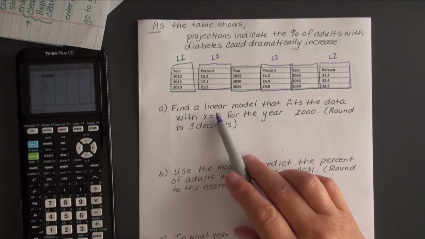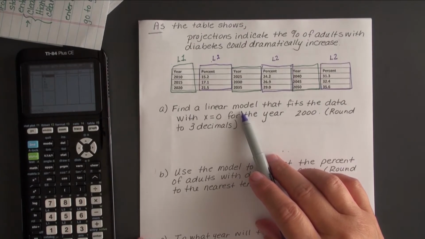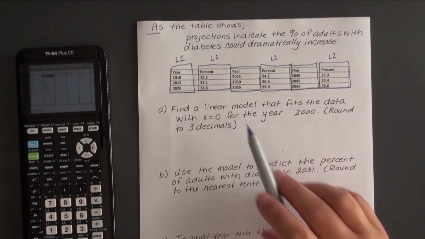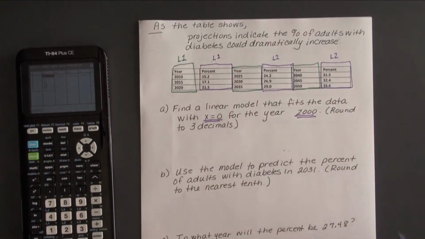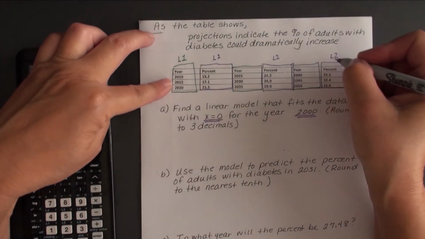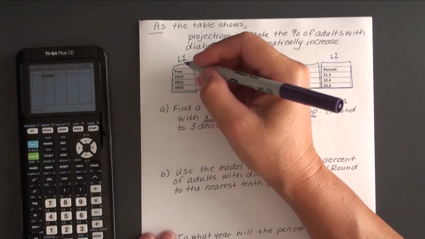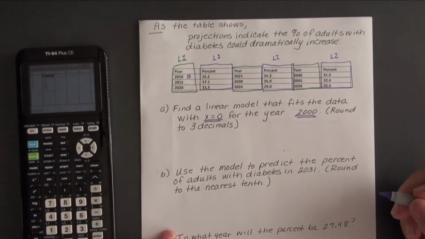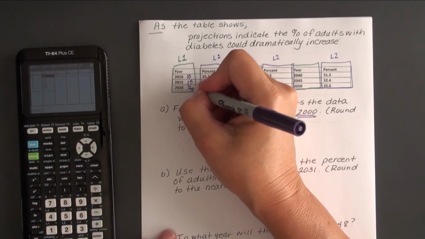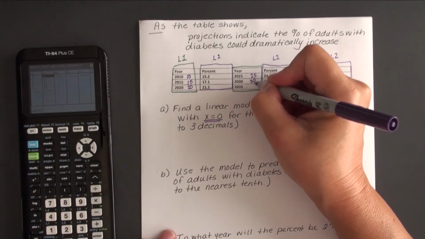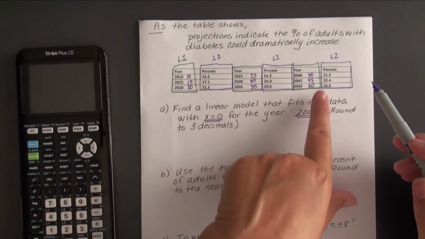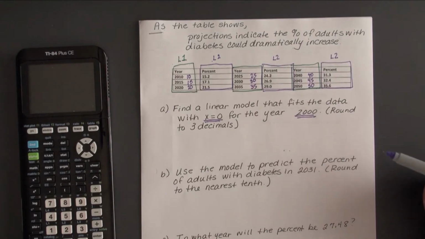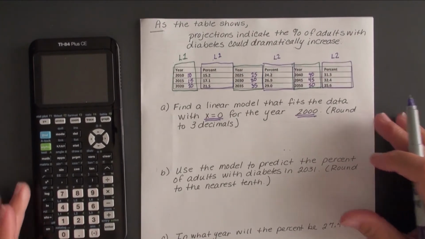Okay, so first of all, find a linear model. That means we're going to use the method for linear regressions that fits the data. Now here's the key, with x equals 0 for the year 2000, and we're going to round to 3 decimals. So that means we're not going to put in 2010. We're going to think of x equals 0 as the year 2000. So instead of 2010, we're going to use the number 10. So as we go through, I'm going to subtract 2000 from each of those numbers, and the numbers that I'll actually use for list 1 will be the numbers I have written down.